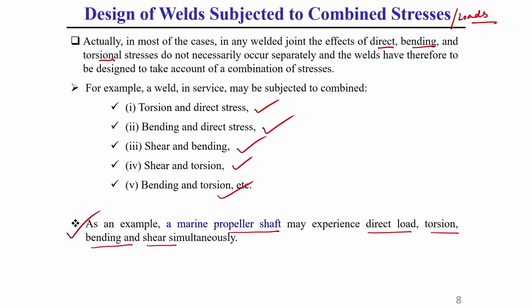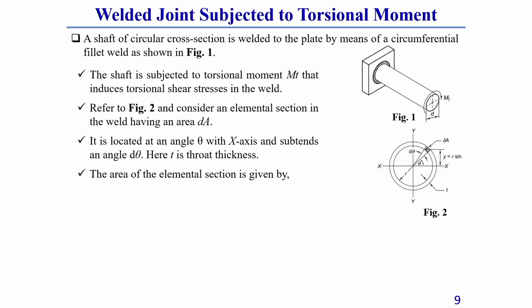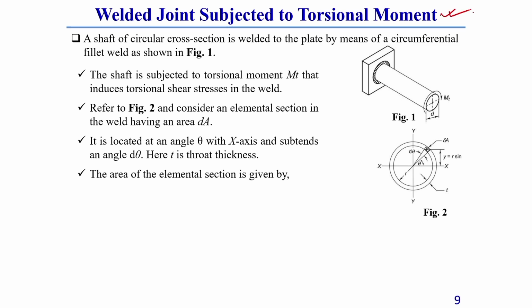So, first of all we will discuss if a structure is subjected to a torsional moment, and a combination of torsional moment and bending moment, then how to design that component. First I will discuss once a welded joint is subjected to a torsional moment, what is the criteria to find out the dimension of a weld, or what criteria we generally follow for designing those welded structures.